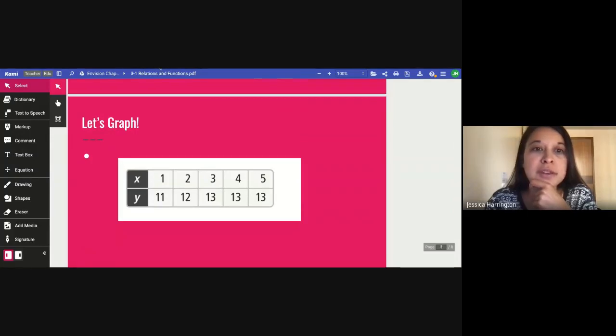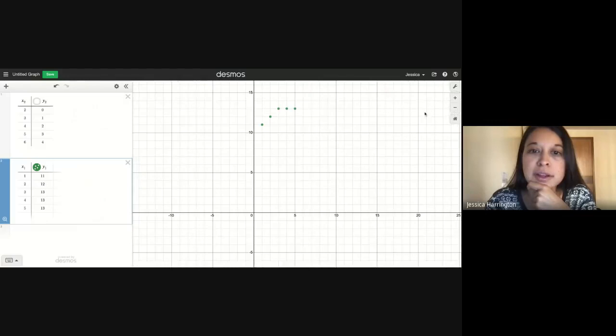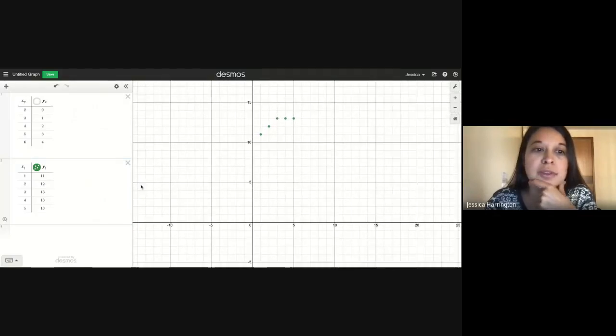We're going to graph it. So I have already graphed it in Desmos. Where I thought I graphed it in Desmos. Where are my green dots? There they are. Okay, so here's the table, right? 1, 2, 3, 4, 5. And at x equals 1, the y value is 11. At x equals 2, the y is 12. And then for these other three x's, y equals 13.